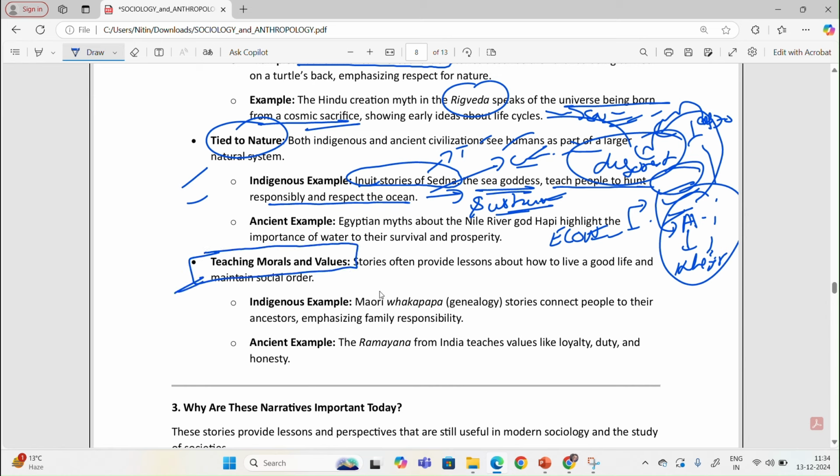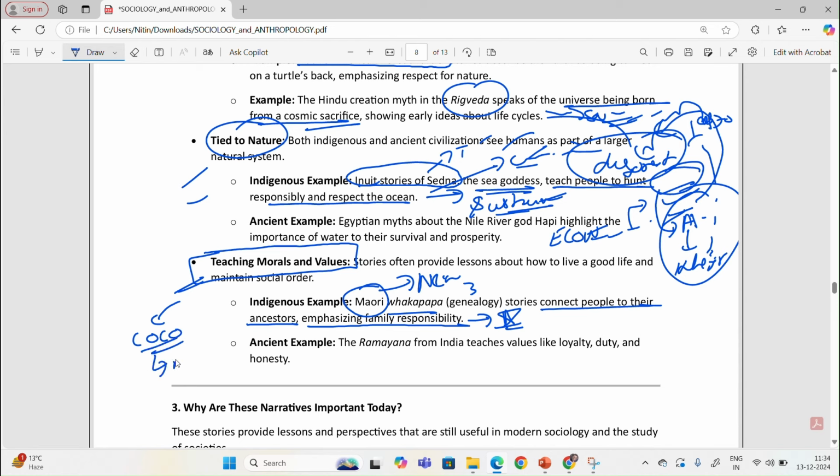For example, the Maori people. These Maori are people of New Zealand. They connect people to their ancestors, emphasizing family responsibility. So this is like we have to take care of our family. If you remember, there is this movie Coco.